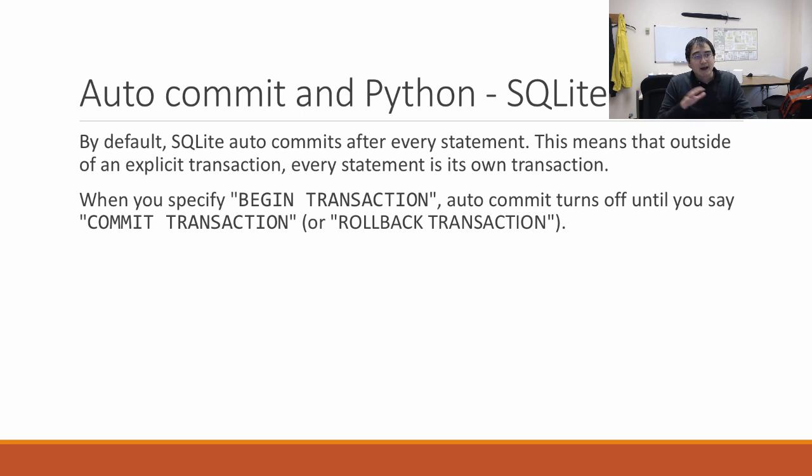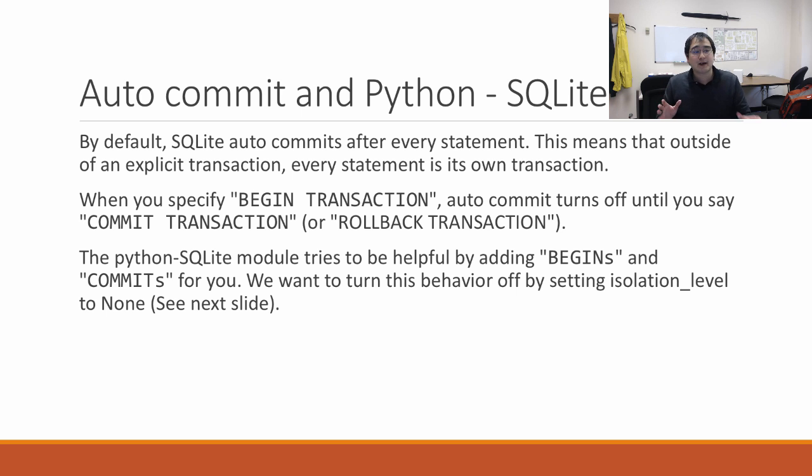So back to auto commit. The SQLite Python module sometimes tries to be really helpful. It tries to automatically add begins and commits for you, because in reality, most of the people using SQLite aren't doing a lot of complicated stuff with transactions. They just want to run their statements as soon as they are able to type them in. But what we're going to do is turn that mode off, so that we can actually write explicit transactions without the SQLite Python 3 module trying to get in our way.